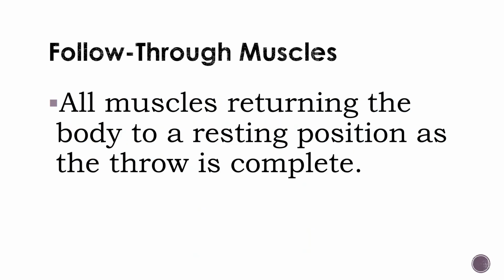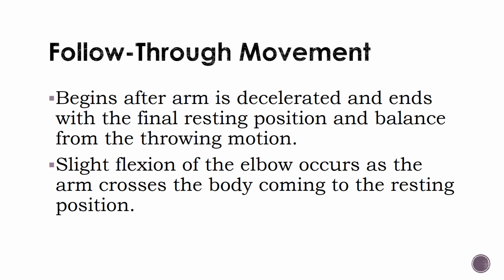Follow-through muscles. These are all the muscles that return the body to a resting position when the throw is complete. Follow-through movement begins after the arm is decelerated and ends with the final resting position and balance from the throwing motion. There is slight flexion at the elbow, but this occurs due to relaxation of the arm as it crosses the body, coming to the resting position.